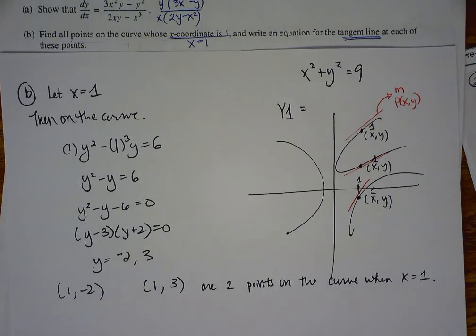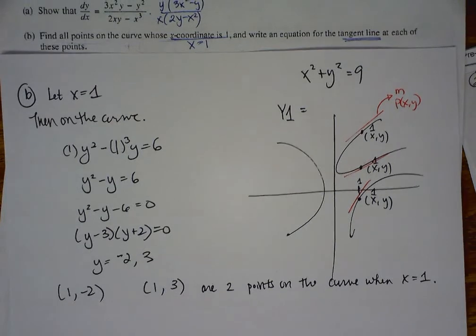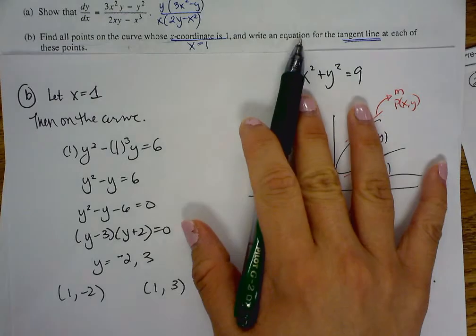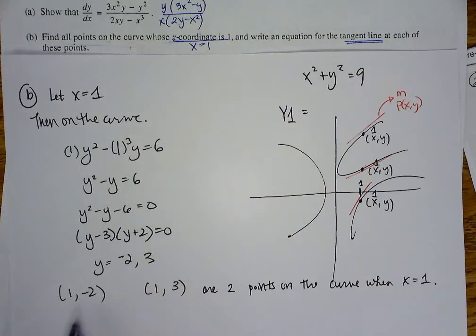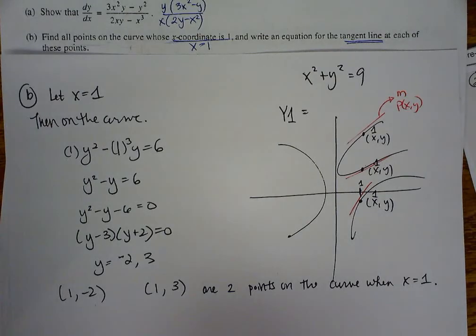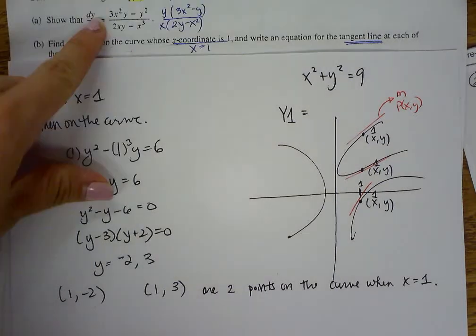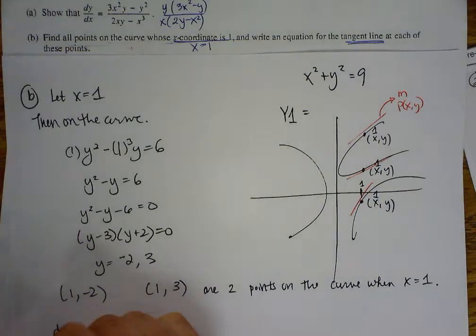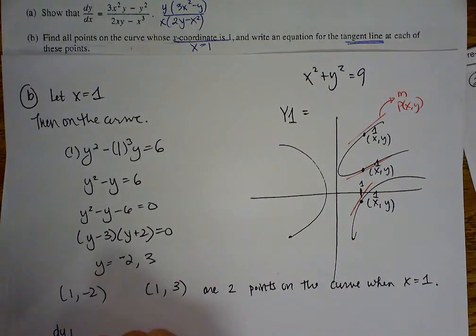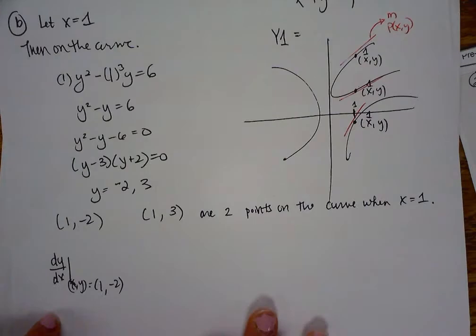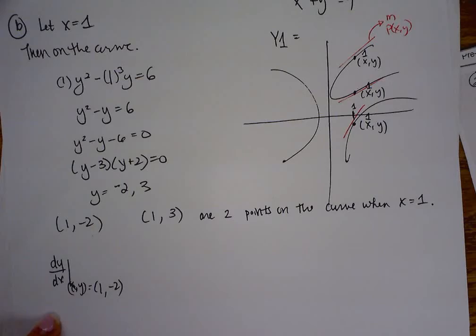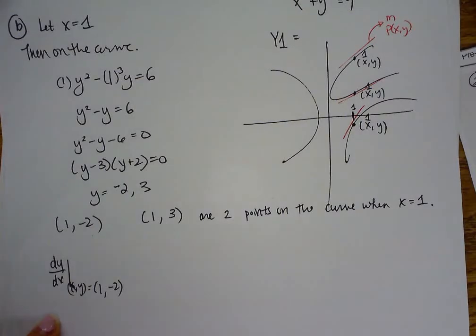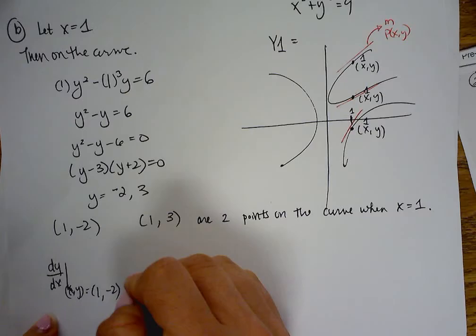But now what do I have to do? I have to write an equation for those lines. I have a point on the line, and now I need a slope. And how can I find the slope? By plugging it in. That's right. dy/dx when x, y equals what? Let's do 1, negative 2. You see how I have to label? Otherwise, if you just start doing stuff, they're not going to know what you're doing. So let's find the slope when x, y equals 1 comma negative 2.